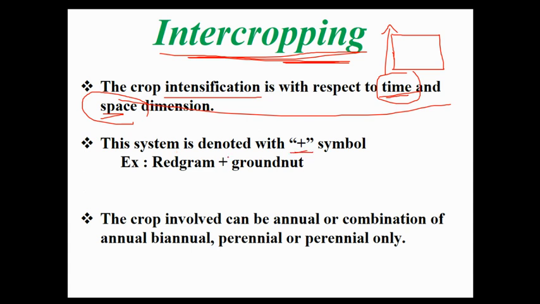Please remember this: whenever there is a plus between two crops, it means the two crops are intercropped with each other, like redgram intercropped with groundnut. The crops involved can be annual, or a combination of annual and biennial, or perennial.